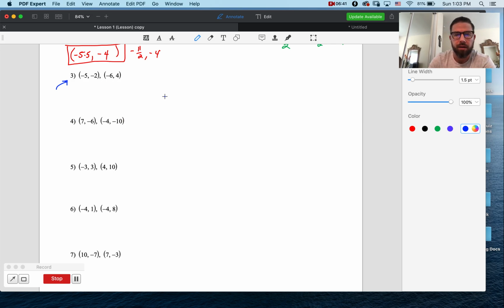All right, so we're ready. Let's attack our x's first. The first numbers of our points are our x's. So we have -5, and we're going to add them, plus -6, and then we're going to put it over 2. So this gives us -11 over 2, which is really -5.5 again.